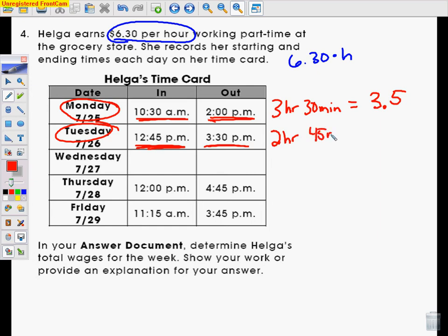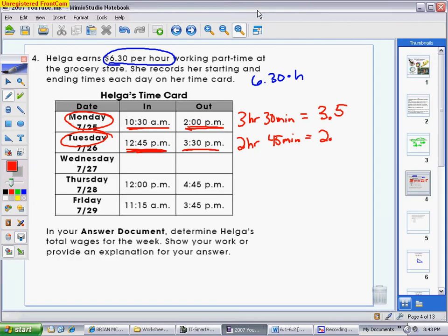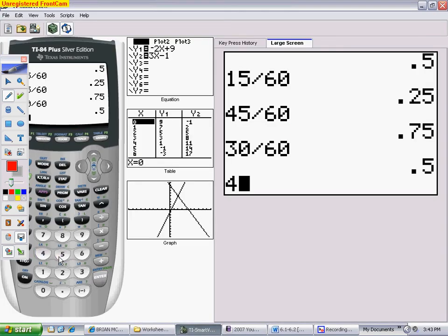45 minutes, right? You could have said, okay, up to 2:45 is 2 hours, and then from 2:45 to 3:30, that's 45 minutes also. So this is going to be 2 point how many? 2 point what? So 45 again, 45 divided by 60.